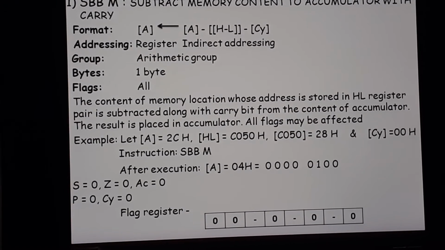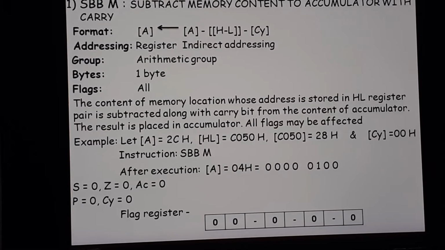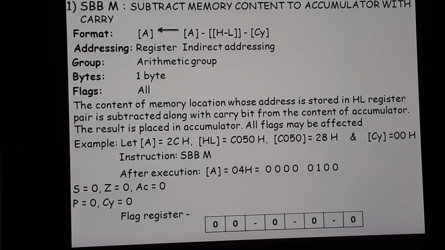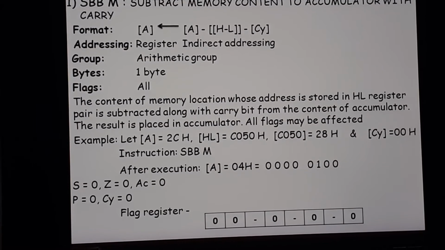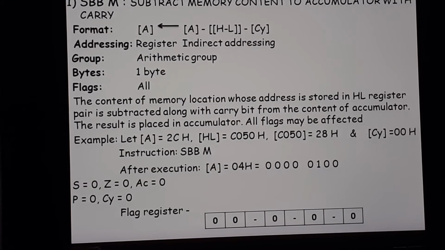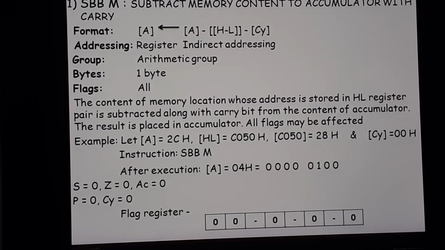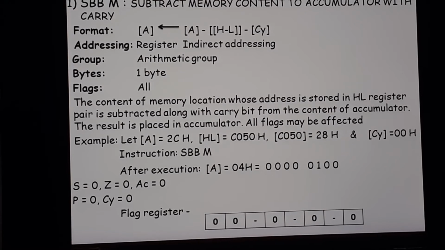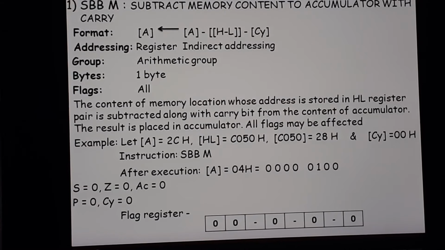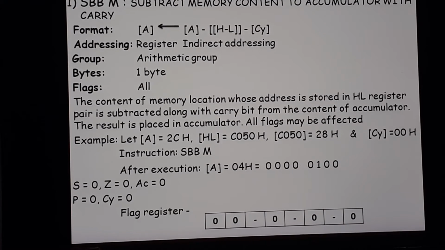Now after execution, the accumulator content that I'll get is 04H, that is 0000 0100 in binary. So the flags that I'll be affecting are the 5 flags that I have shown. You can write in the previous instruction also, which I have not shown, the flag register, then you draw. So this was my 11th instruction which I completed.